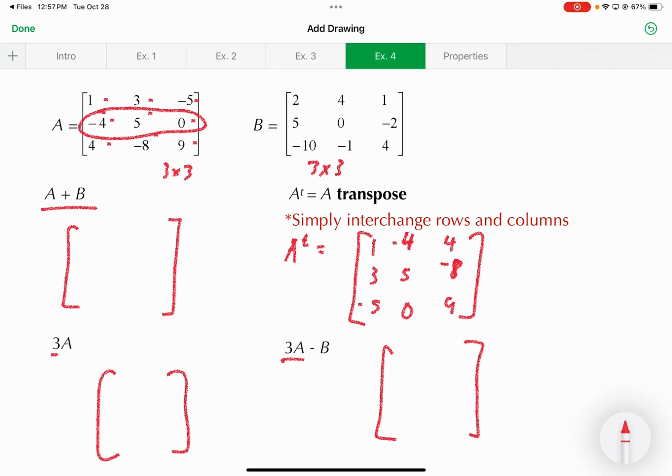All stuff you guys did last year, right? Okay, I'm excited because this is the first time I've ever taught matrices in my career. So that's exciting for me.